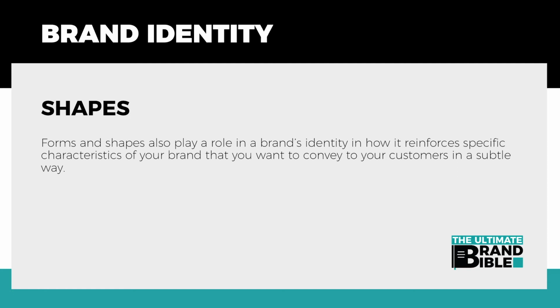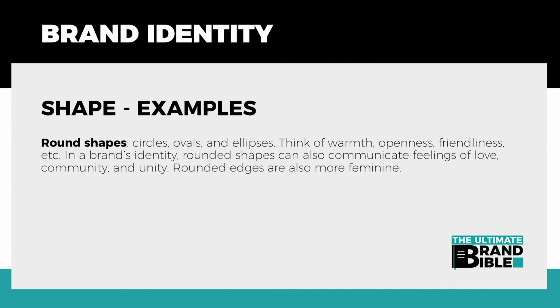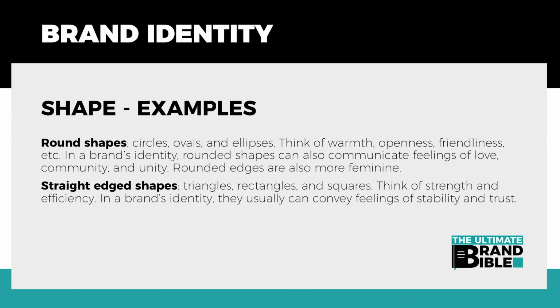Similarly, forms and shapes also play a role in a brand's identity and how it reinforces specific characteristics of your brand you want to convey to your customers in a subtle way. And then let's look at some examples. So round shapes, circles, ovals, and ellipses: warmth, openness, friendliness. In a brand's identity, rounded shapes can also communicate feelings of love, community, and unity. And rounded edges are also more feminine. Now, the straight, sharp, straight-edged shapes: triangles, rectangles, and squares. Think of strength and efficiency. In a brand's identity, they usually convey feelings of stability and trust.